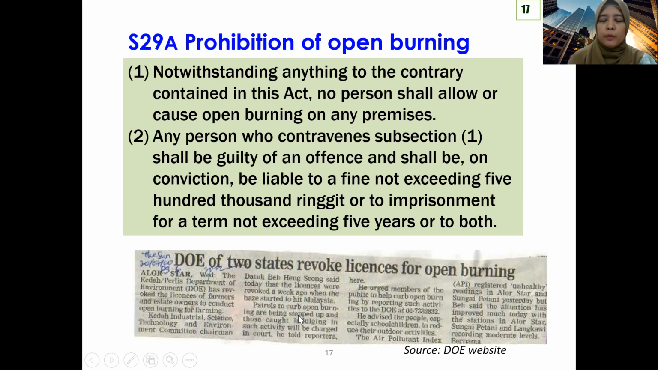Okay, patrols to curb open burning. So maknanya pemantauan dilakukan. Patrols to curb open burning are also being stepped up. Maknanya pemantauan juga ditambah dan sebagainya to help with the quality of the air. Okay, so you can see here the year was 2000, long time ago, but still, like I said, it's quite relevant until now, except for this year. Because of the COVID-19 situation, no large-scale open burning was done due to all economic activities being stopped.